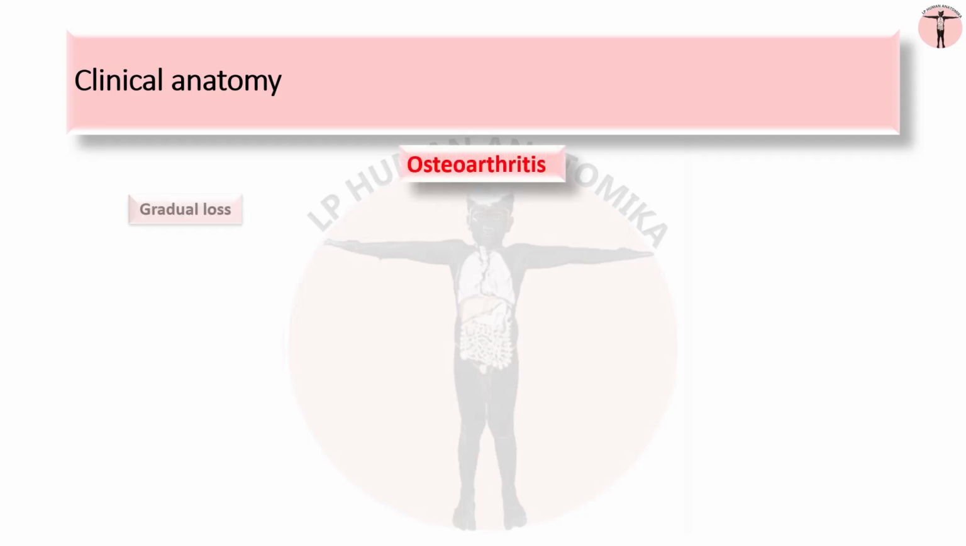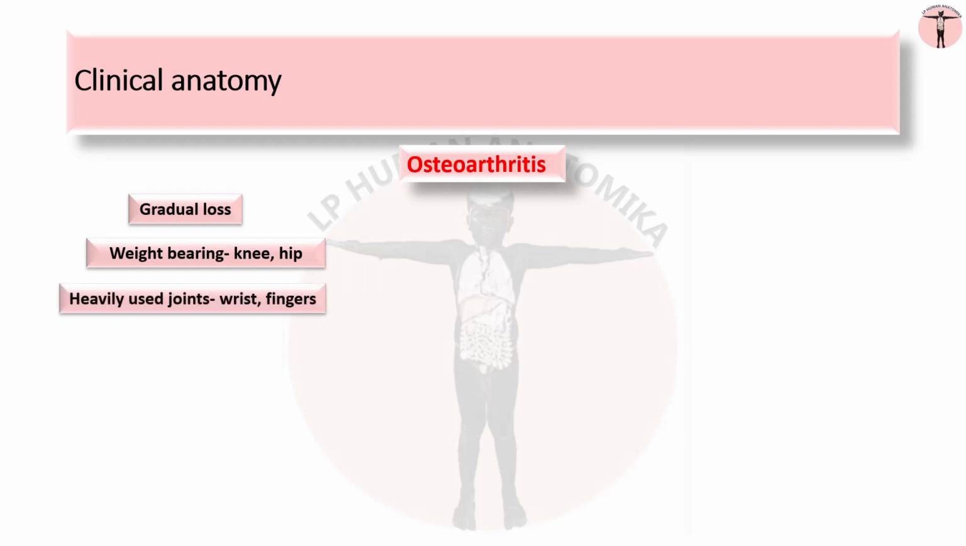Osteoarthritis is the gradual loss or changed physical properties of hyaline cartilage in joints. The overuse of a joint leads to wear and eventual degeneration of the cartilage that covers the bones where they meet in the joints. Joints that are weight bearing, such as the knee joint and hip joint, and heavily used joints like the wrist and fingers are most prone to cartilage degeneration.